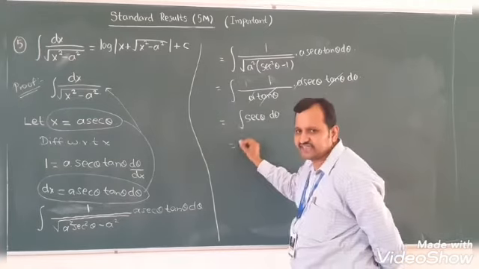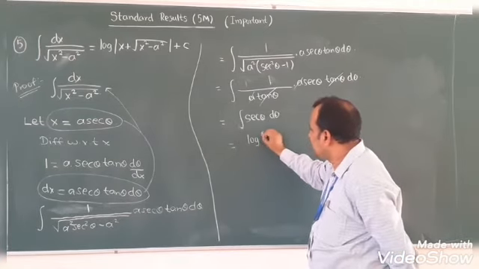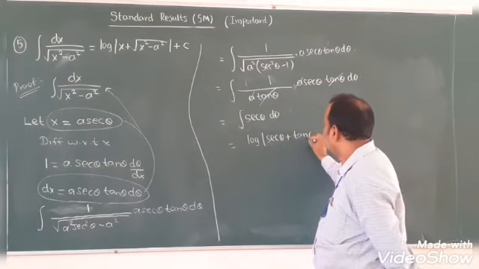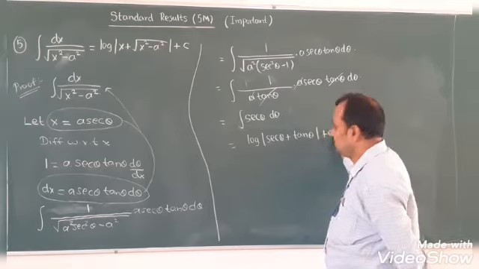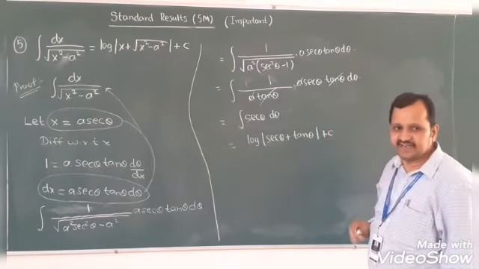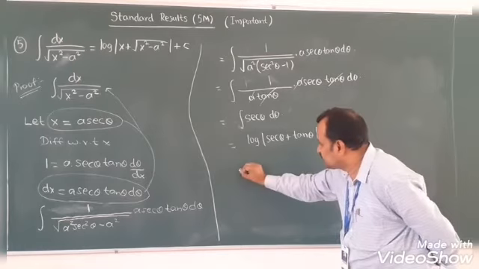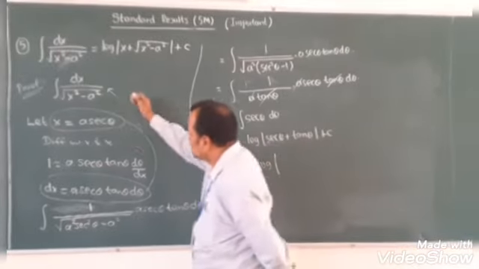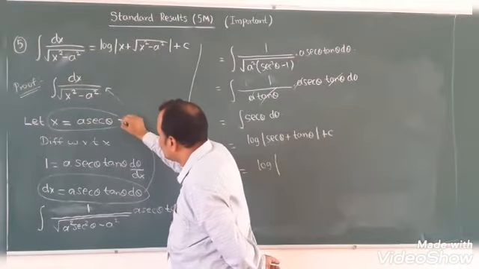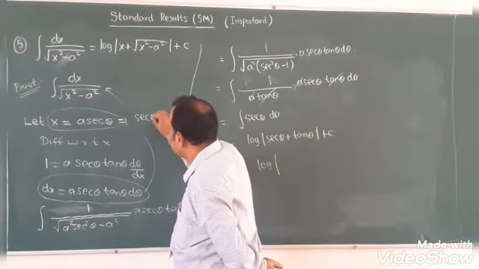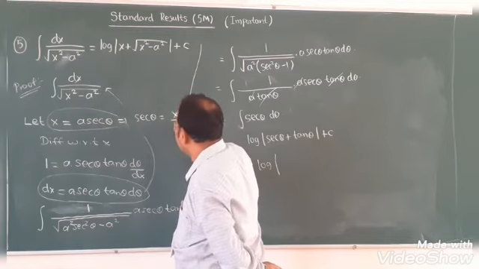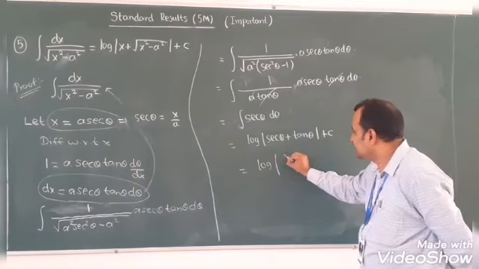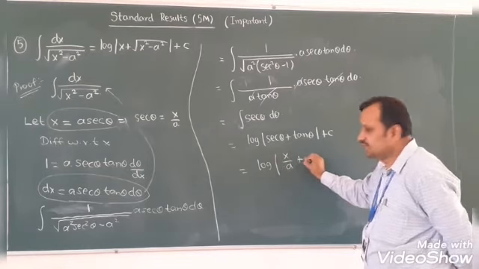What is integral of secant theta? It is nothing but log of mod of secant theta plus tan theta plus c. But the result is in terms of x and a. So let us put the values. Log of secant theta is nothing but, from this tell me what is secant theta. From this I can say secant theta is nothing but x by a. So we get x by a plus tan theta.